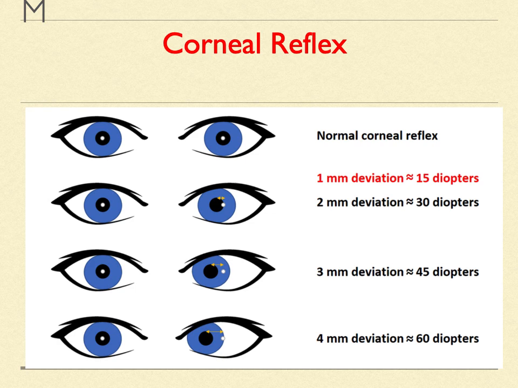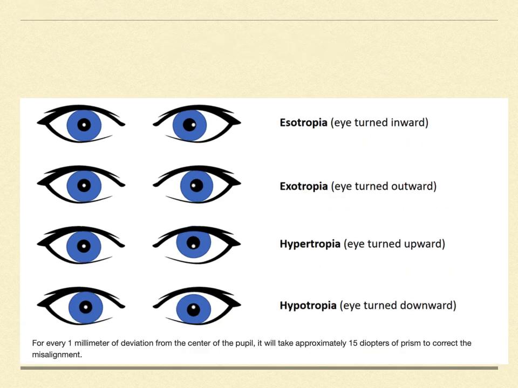The third picture is 3 millimeter deviation, and it's 45 degrees at the edge of the cornea, and 4 millimeter deviation equals 60 diopters. Here's esotropia, which means that the light reflex will be at the temporal edge of the pupil. First picture, the light is at the temporal edge of the pupil, so it means the eye is deviated inward against the position of light.